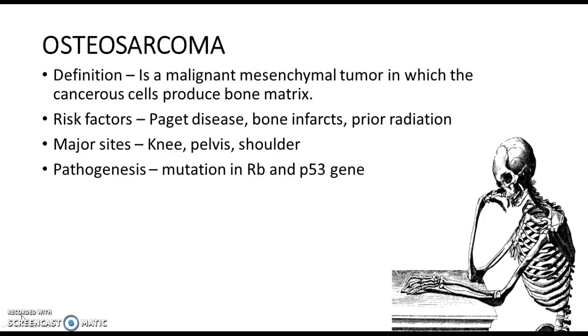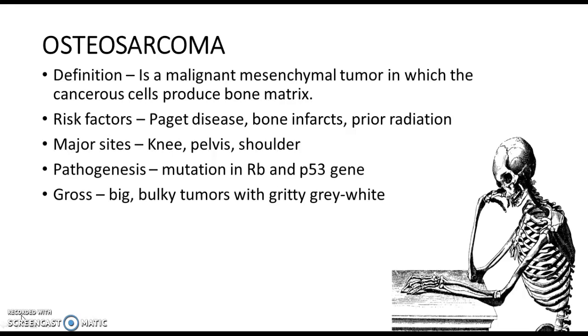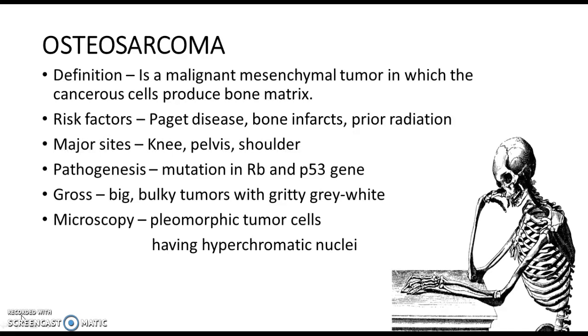The pathogenesis is nothing but how the tumor arises, and this mainly happens due to a genetic mutation in two genes, that is the RB gene and the P53 gene. Grossly, they are big bulky tumors with a gritty grey-white appearance, and as already shown in the microscope, they are pleomorphic tumor cells having hyperchromatic nuclei. Pleomorphic means they vary in size and shape. The tumors are not localized to the bone. They can spread, and they spread through blood to the lungs, bones, and the brain. And once it has spread, the prognosis is very low.